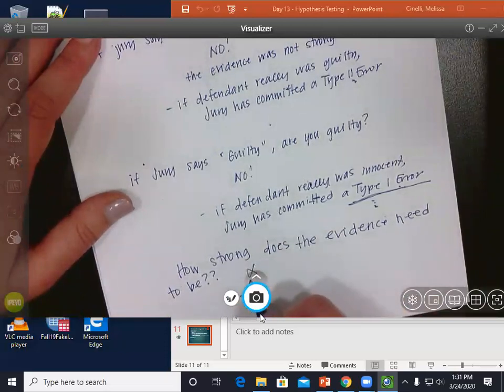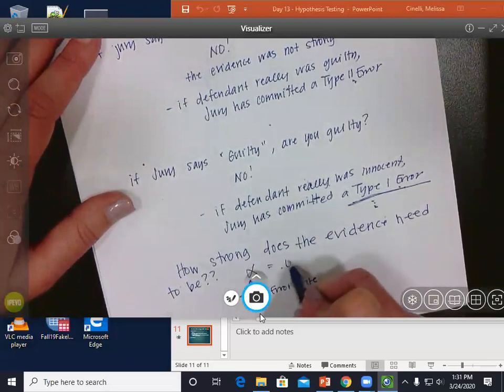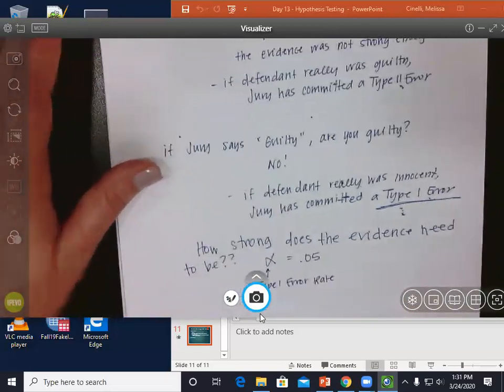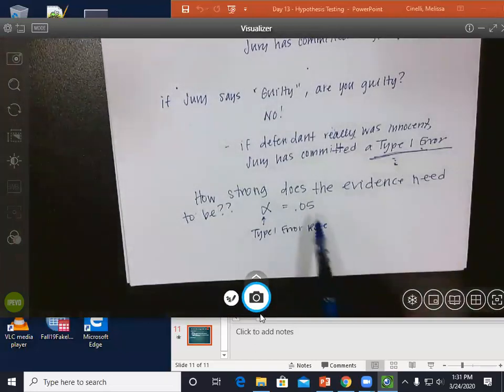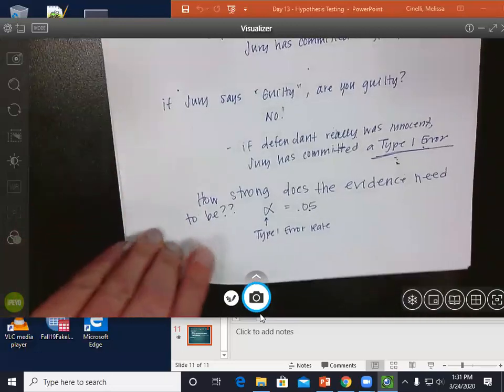Right, and in statistics, how this gets handled is that we set alpha. Remember, alpha is our type 1 error rate at 0.05, meaning that we are only willing to reject the null hypothesis when there is a 5% chance or less that we are wrong to do so. All right, so the evidence has to be strong enough that there is only a 5% chance of being wrong when we reject the null hypothesis.